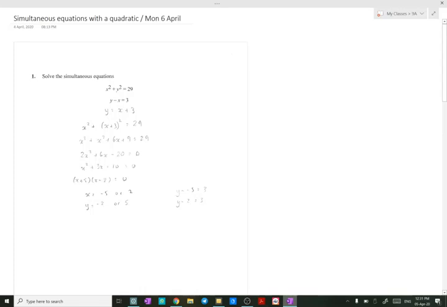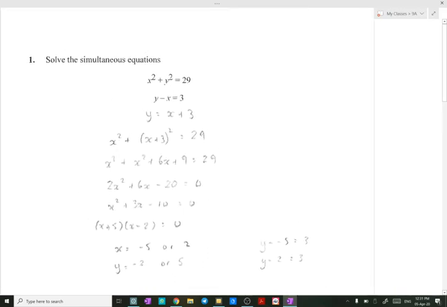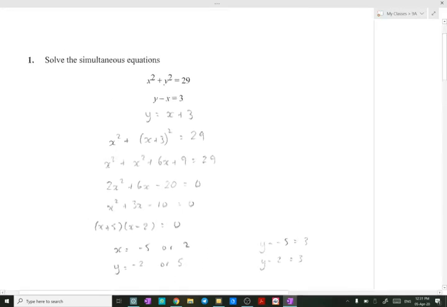Today I'm going to explain how to solve simultaneous equations with a quadratic. We already learned how to solve simultaneous equations that are linear. An example, just to revive your memory: x plus 2y equals 7 and 2x minus y equals 3. These are linear because the variables have degree 1.